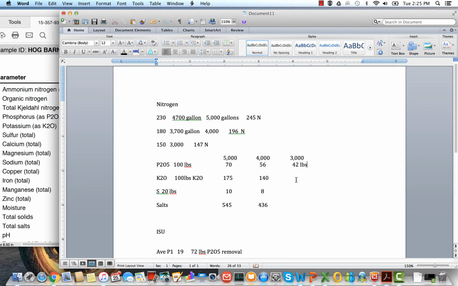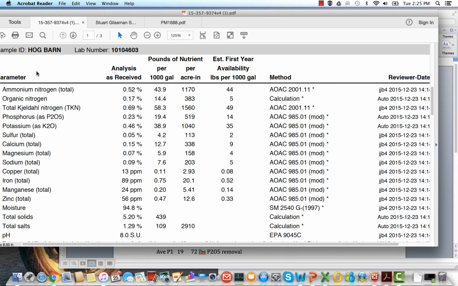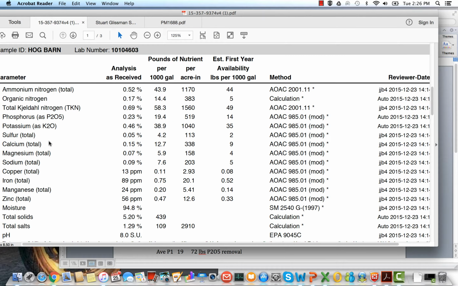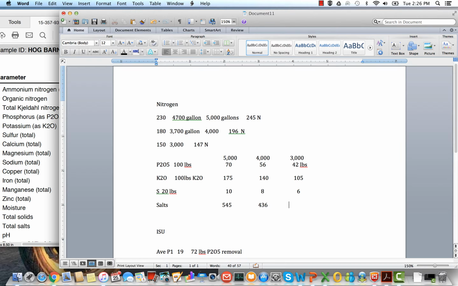Which is quite a bit under crop removal. Actually, we were quite a bit under crop removal at the 4,000 gallon rate. And the K2O at 35 times 3 would be 105. Sulfur, 2 times 3, I don't need a calculator for that one, that's just 6. So, if we were to say, well, we don't want to be going over, and then salts, we were at 109, and so that would be 327 pounds of total salts.